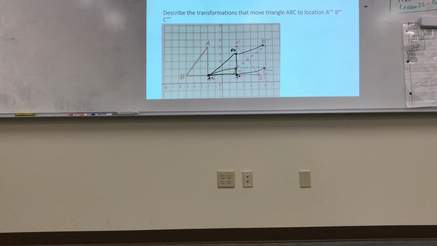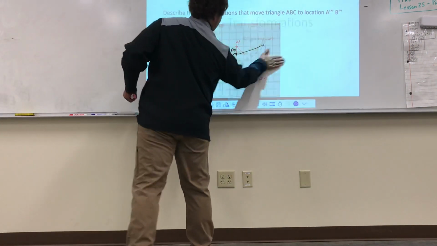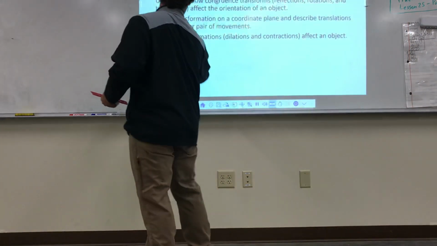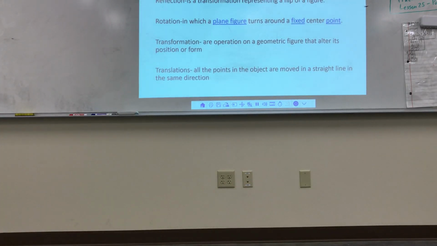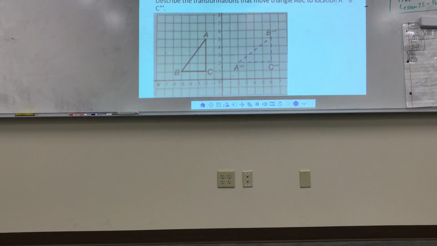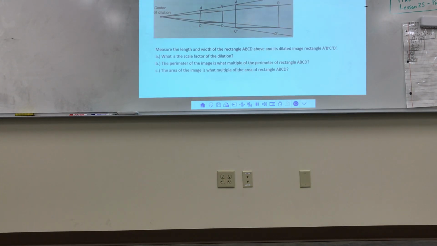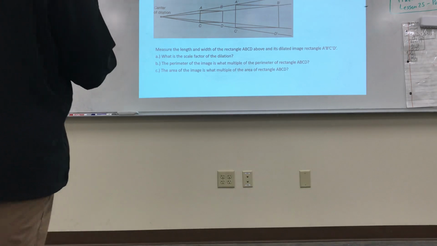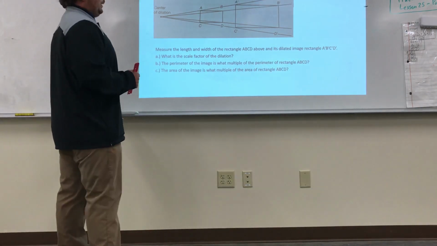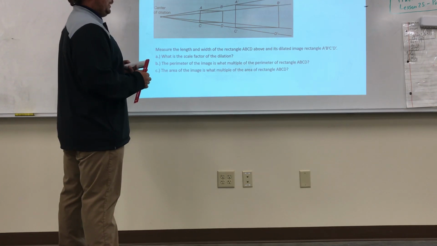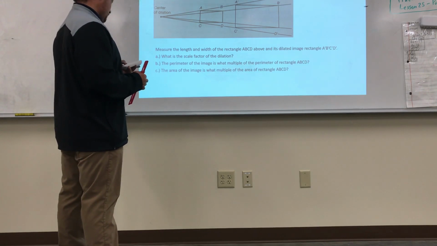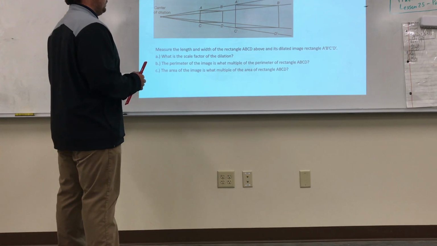I'm going to erase this before I unfreeze it. Okay. Now, on this one, it says measure the lengths and widths of A, B, C, D above, and its dilated image, reflection A prime, B prime, C prime, D prime.